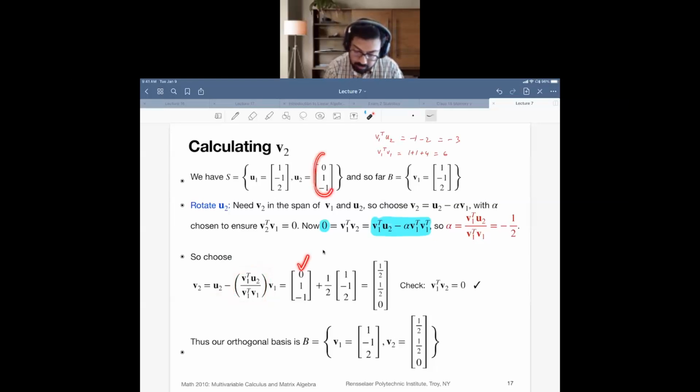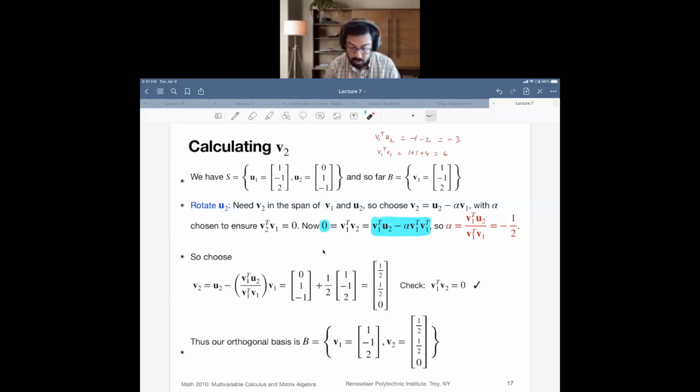V2, I know from here, original basis. Alpha I have computed right now, negative half. And there was a minus there, so it became plus half. And then v1, I've already set that to my u1, so I know that as well. Plug in the matrices, find the result. You get half, half, and zero.